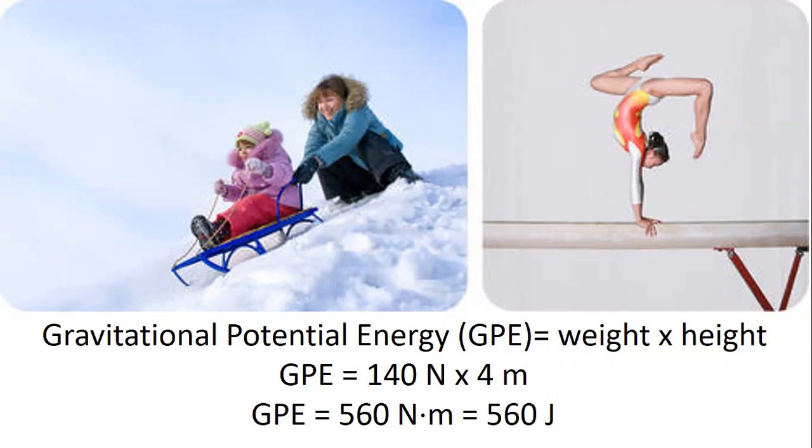Consider the girl on the sled. She weighs 140 newtons, and the top of the hill is 4 meters higher than the bottom of the hill. As she sits at the top of the hill, the child's gravitational potential energy is 140 newtons times 4 meters, or a total of 560 newton meters. We can also call this 560 joules.